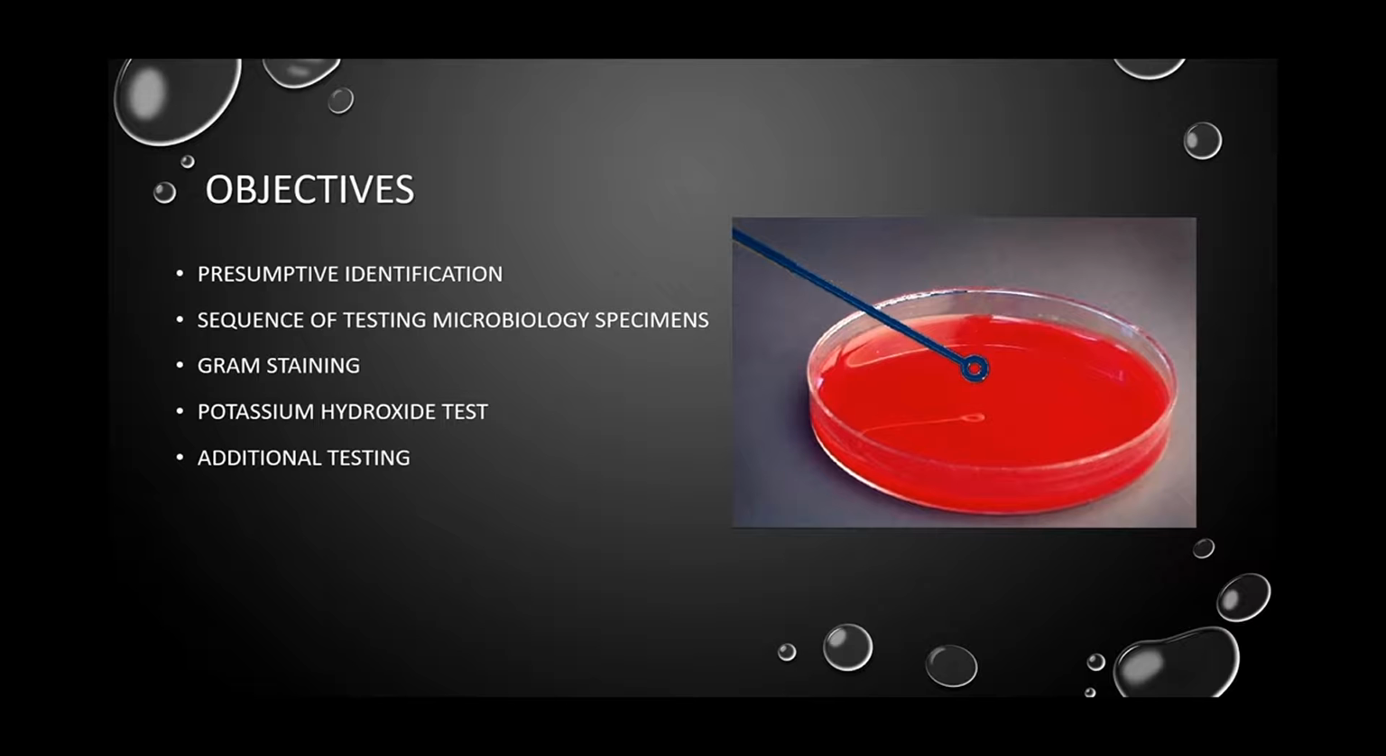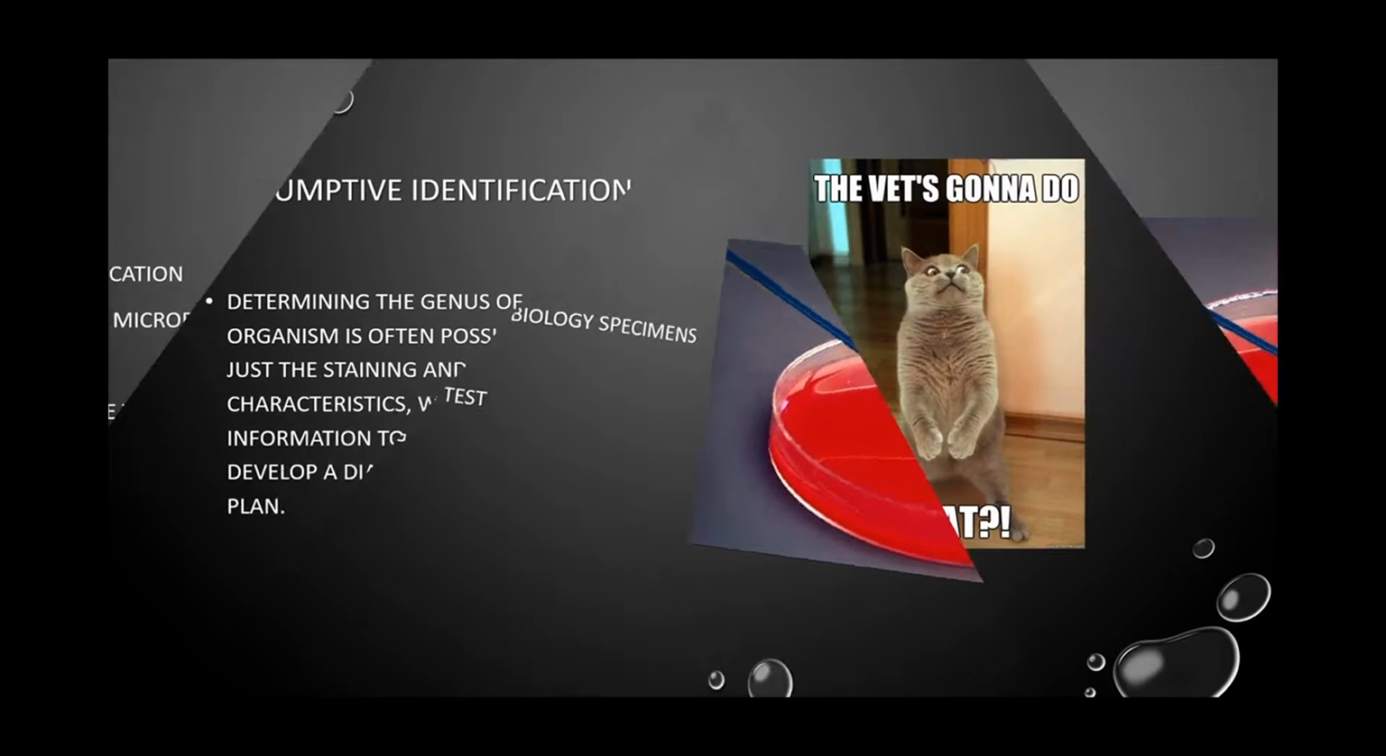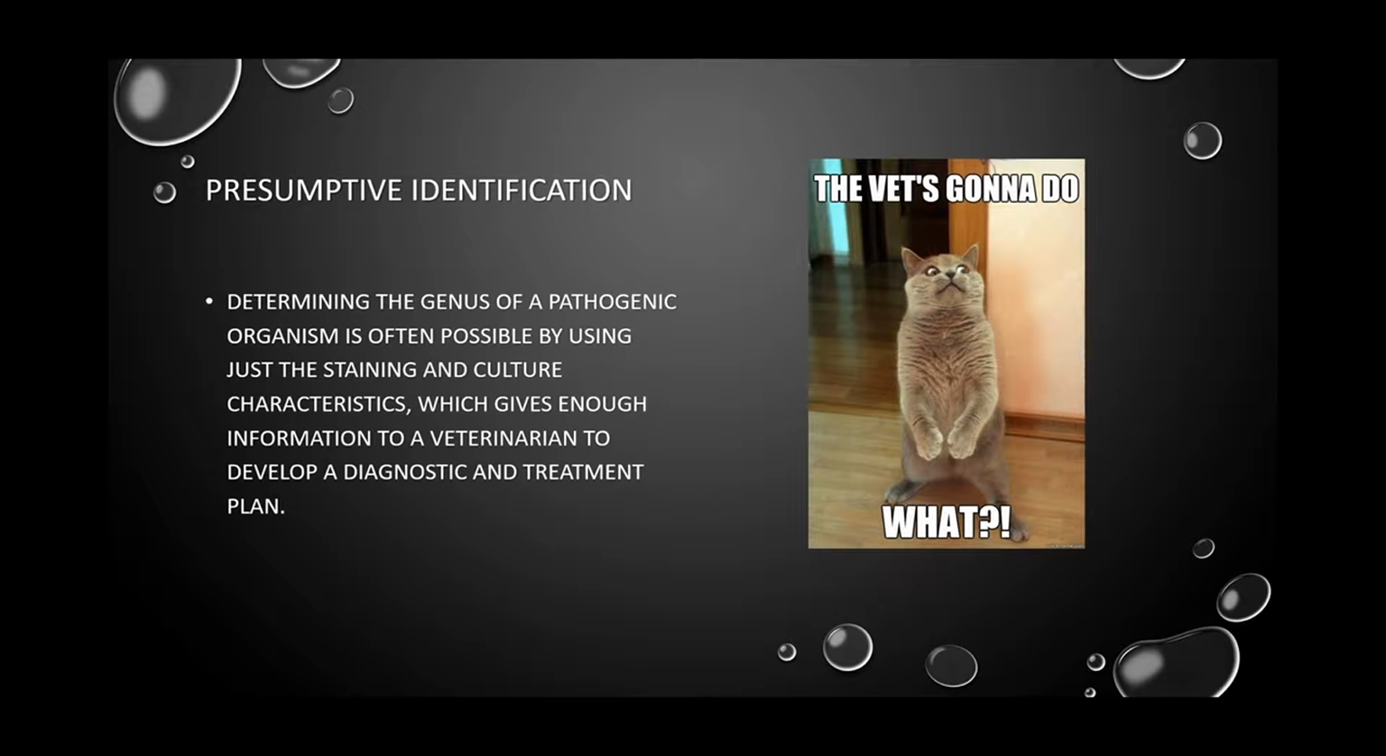Here are the objectives for today. Take a moment to read them. Presumptive identification. Determining the genus of a pathogenic organism is often possible by using just the staining and culture characteristics. This, therefore, gives enough information to a vet in order to develop a diagnostic and treatment plan.